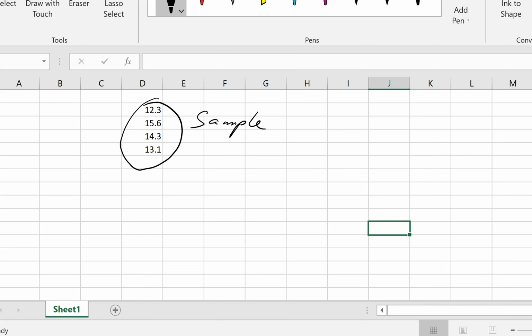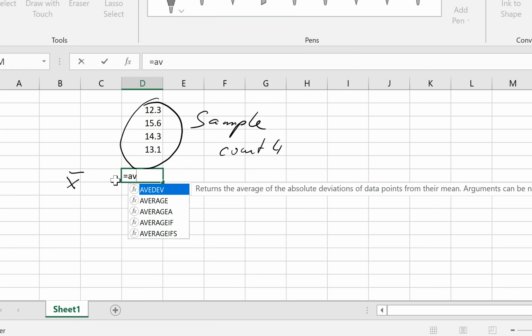Now let's see. Here we've got a sample with a count of 4. So it's 4 samples. What we can calculate now is the sample mean, x bar. To do that, we simply type in equals average.